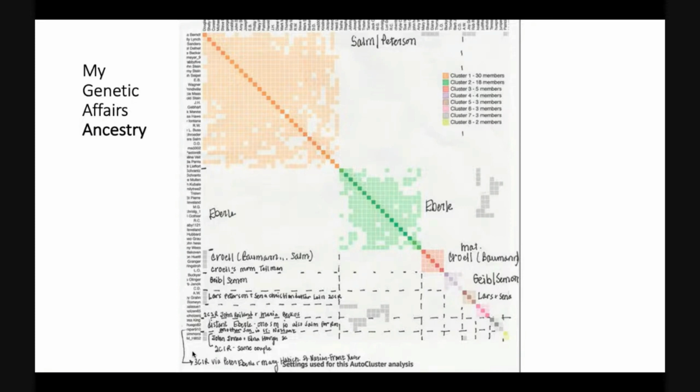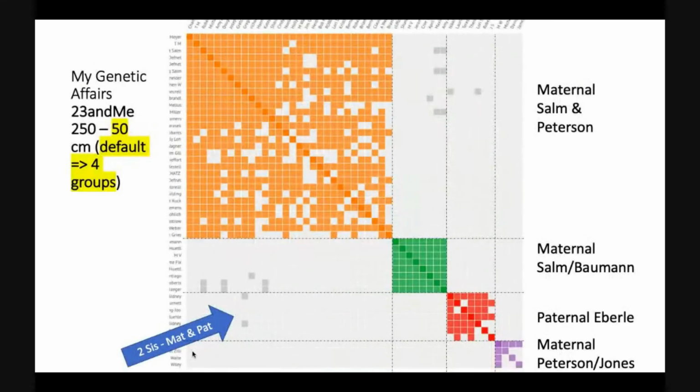But I actually have another example where it's matching on both sides of your family. It's much more clear cut. So that is this one. This is Genetic Affairs. It's mine, and it's my 23andMe results, taking 250 to 50 centimorgans. So that's the default. And in doing this, I only got 4 groups.